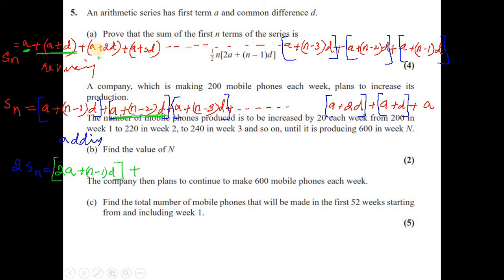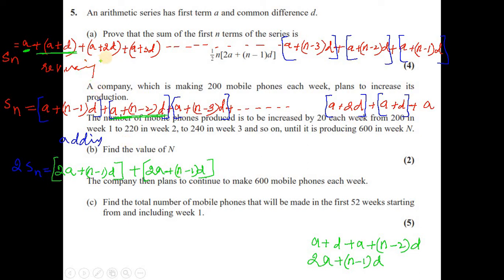If you add separately, I'm just showing you here, a plus d plus a plus d, plus the second term, a plus n minus 2 d. Clearly you can see that the sum of this would be 2a plus n minus 1 d. That means the sum of the second two terms is 2a plus n minus 1 d.